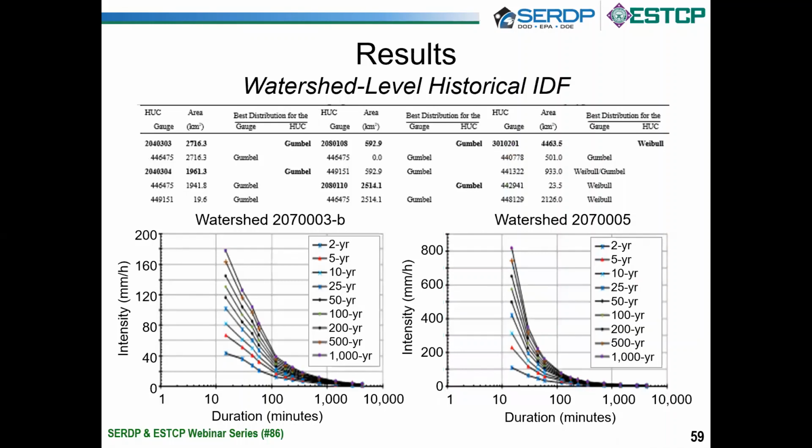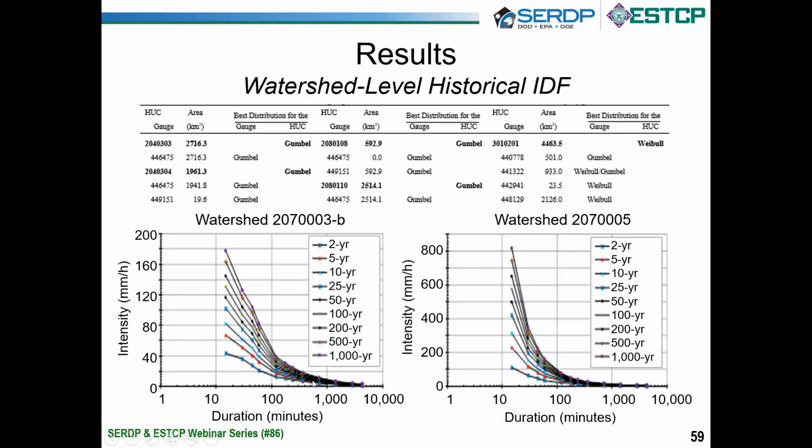This is an example for watershed level historical ADF curves. First, we need to determine the best distribution for each watershed, based on the control rain gauges. We determine the best distribution for a given watershed based on the largest area controlled by a gauge. For example, let's look at this one. This watershed is controlled by two gauges. This gauge controls 933 square kilometers, and this one controls 501 square kilometers, and this one has a best distribution of variable or Gumbel. So either one is good. We choose variable as the best distribution for this watershed. We did the same thing for other watersheds.